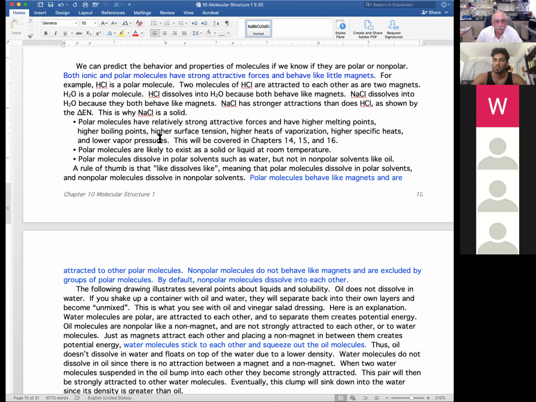So anyway, we can look at a lot of different things, and polar molecules have relatively strong attractive forces, higher melting points, higher boiling points, higher surface tension, higher heats of vaporization, higher specific heats, and lower vapor pressures. That's what we're going to be covering in those chapters over there. And polar molecules are likely to exist as a solid or a liquid at room temperature. Non-polar molecules are more likely to be a gas. Polar molecules dissolve in polar solvents, but not in non-polar solvents.